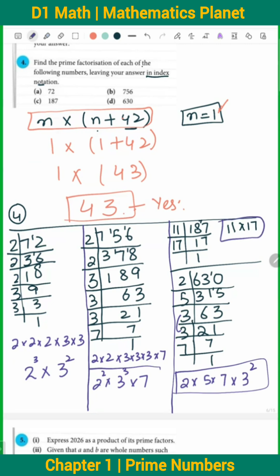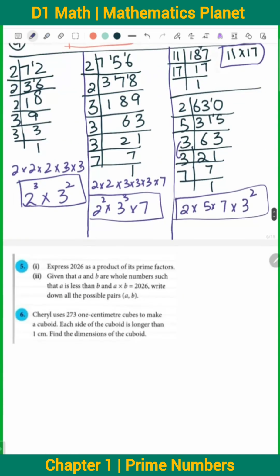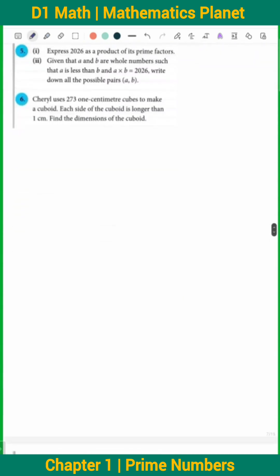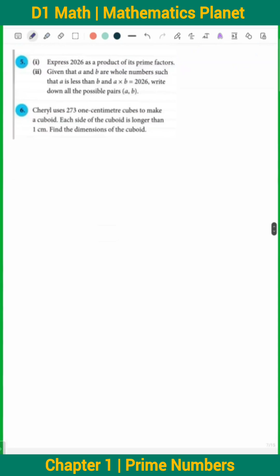Everyone is clear with all of the prime factorizations? Yes. Okay, good. Coming to question number 5. Express 2026 as a product of its prime factors. Let's find out the prime factors for 2026.